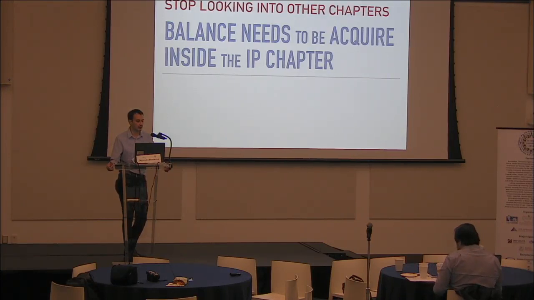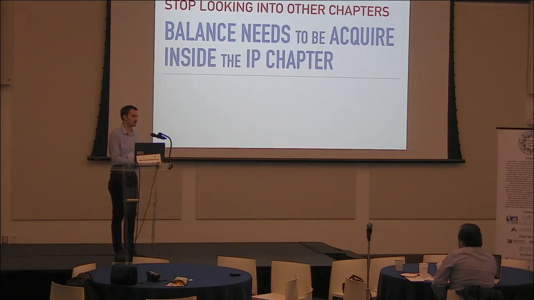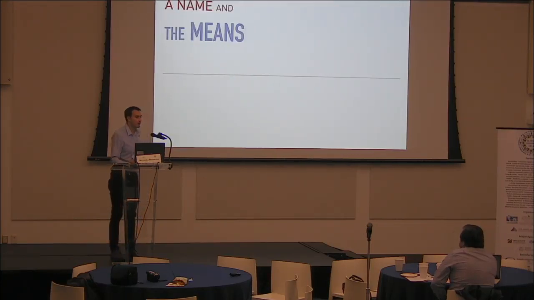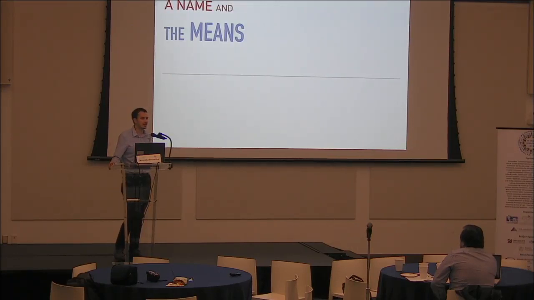So we started thinking that we need to get balance inside the IP chapter. Inside the IP chapter, usually we have limitations and exceptions, but limitations and exceptions are defensive. It is like a way to stop the rights of developed countries. So the balance needs to be acquired inside the IP chapter, and what we think we can do, or at least try to get balance with, is specific technology transfer articles. When we think about articles on technology transfer, we think about the name and the means. The name: we need to put on paper what technology transfer is, the definition of technology transfer in a free trade agreement, in an international forum. And the means: how you can do the technology transfer.